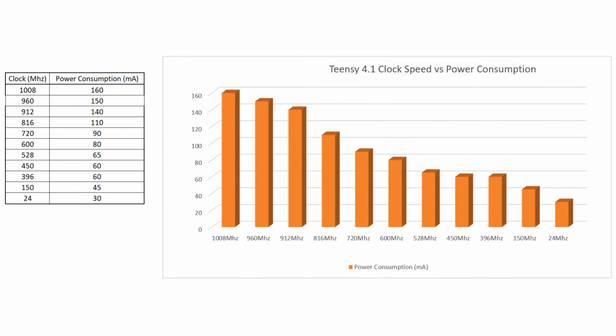As expected, the faster we run the processor, the more power it consumes, but having a 1 GHz processor with only 160 milliamps of power is impressive. Together with the ability to alter the clock speed in our sketch, we have the advantage of a very powerful processor when needed, which can also become power efficient when processing very little.